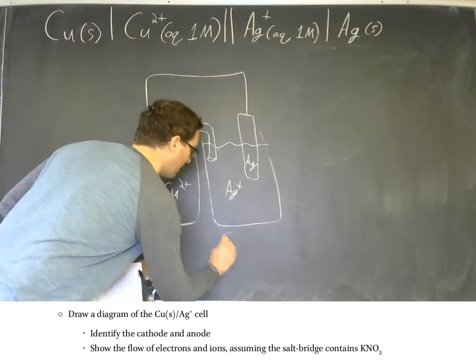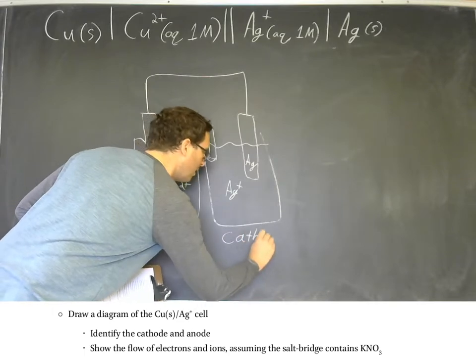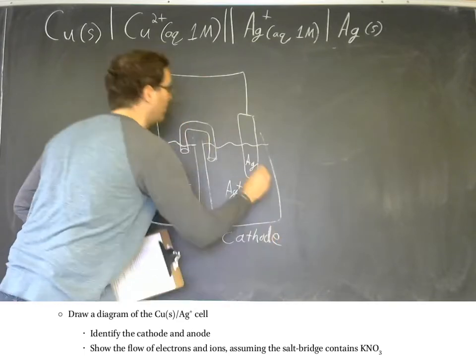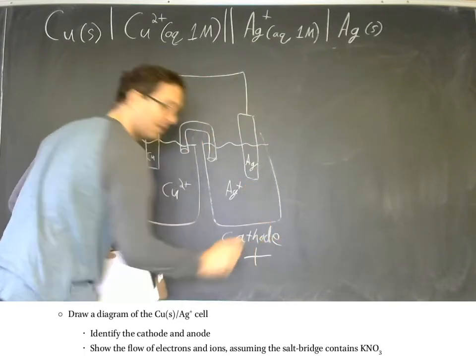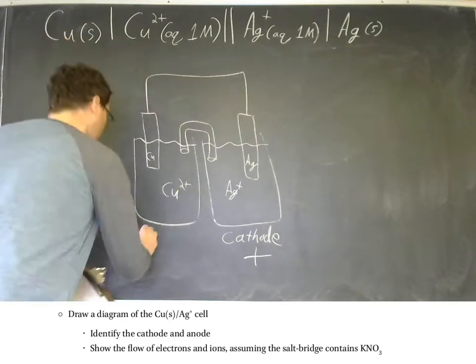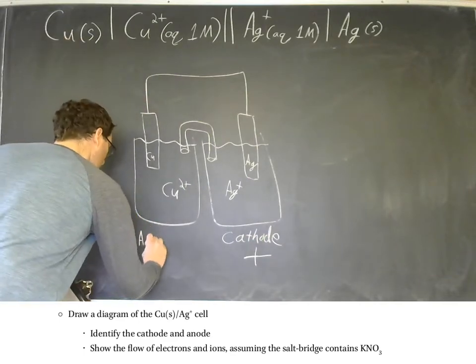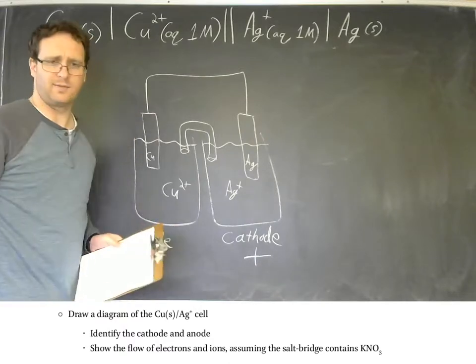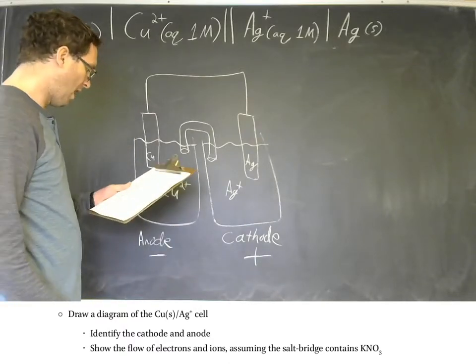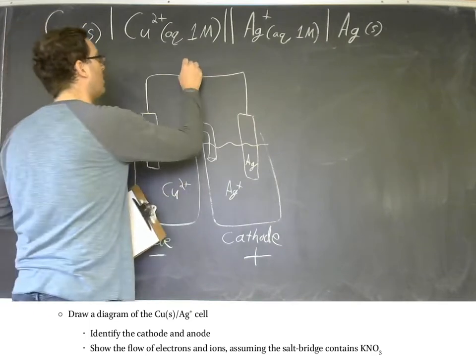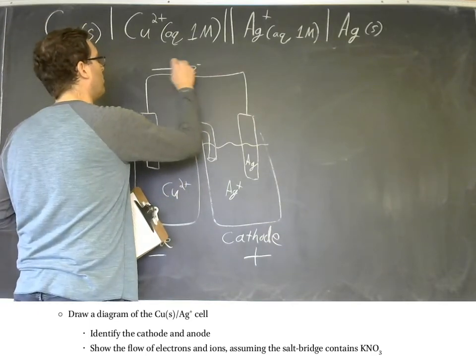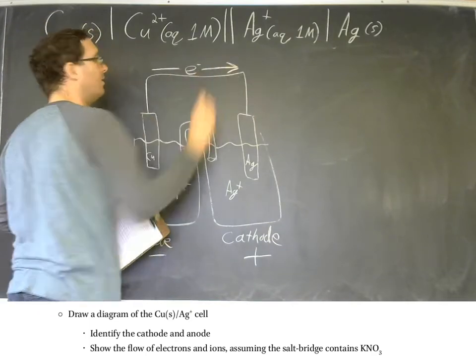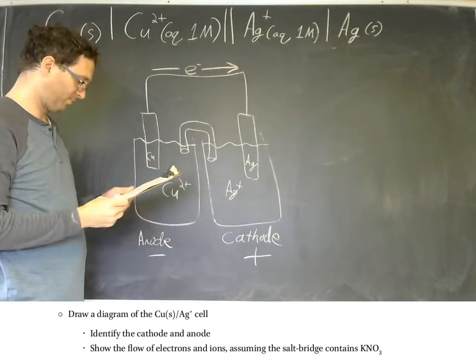And I'm supposed to identify the cathode and the anode. So this is the cathode. In other words, this is the positive side of the battery. This is the anode, or the negative side of the battery. Show the flow of electrons. Electrons will flow from the anode to the cathode.